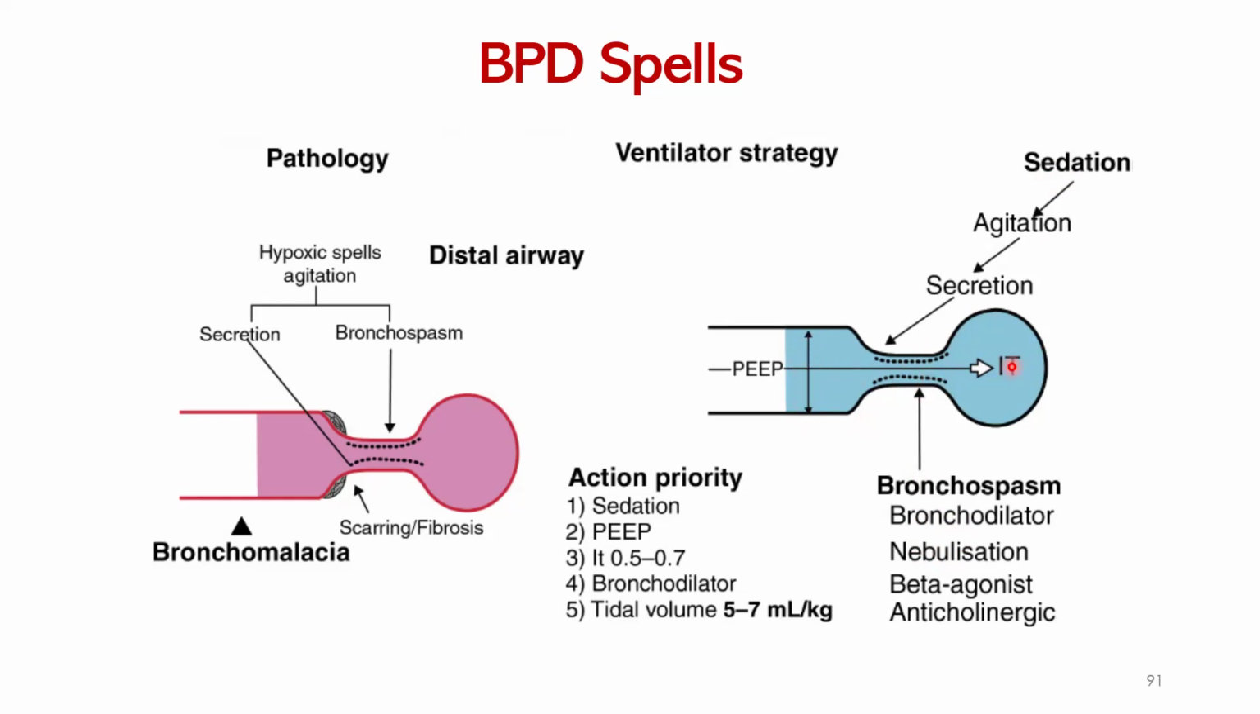And now, for inspired air to come into the alveoli, you have to provide an adequate inspiratory time also. You have to prolong this I time to 0.5 to 0.7. At the same time, you have to give adequate expiratory time also. So you have to keep the rate on the lower side and the tidal volume set at 5 to 7 per kg. By this, we can manage this BPD well.